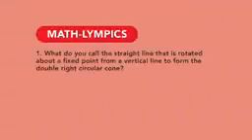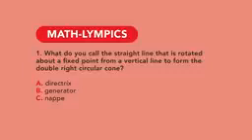Number 1. What do you call the straight line that is rotated about a fixed point from a vertical line to form the double right circular cone? A. Directrix, B. Generator, C. Nappe, or D. Vertex?